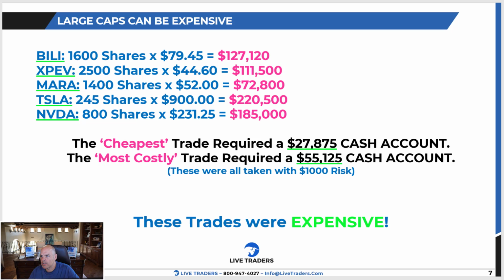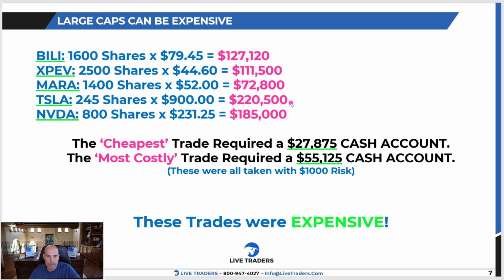Large cap stocks can be expensive, right? I took 1,600 shares of BILI. Cost me $127,000. I took 2,500 shares of XPEV. Cost me $111,000. I took 1,400 shares of MRK, cost me 72 grand. Took 245 shares of Tesla, cost me $220,000. And 800 shares of NVDA, which cost about $185,000.